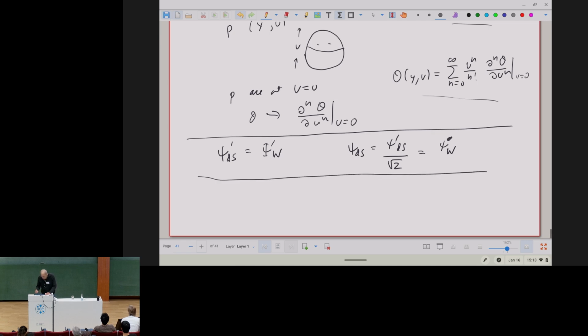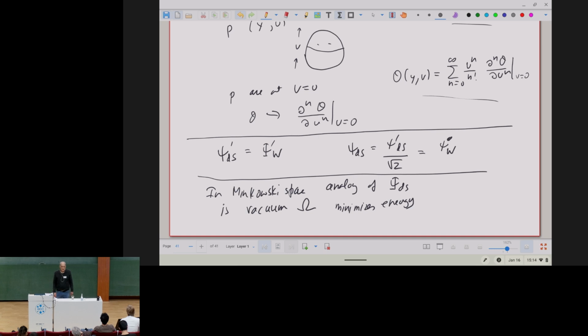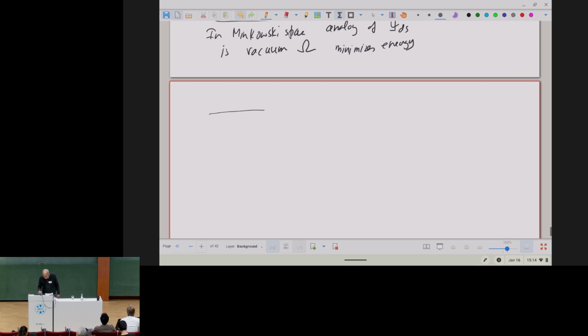The reason was that in Minkowski space, the analog of psi dS is the vacuum. And the vacuum minimizes the energy. And you all kind of knew about it, so I didn't have to argue to you that it existed. And many of you at least already knew that it can be generated by a path integral in the lower half space. And I didn't have to prove to you that the state generated by that path integral has Poincare symmetry, because you already knew that the vacuum has Poincare symmetry, and that it was the state of lowest energy that would be generated by a path integral in the lower half plane.